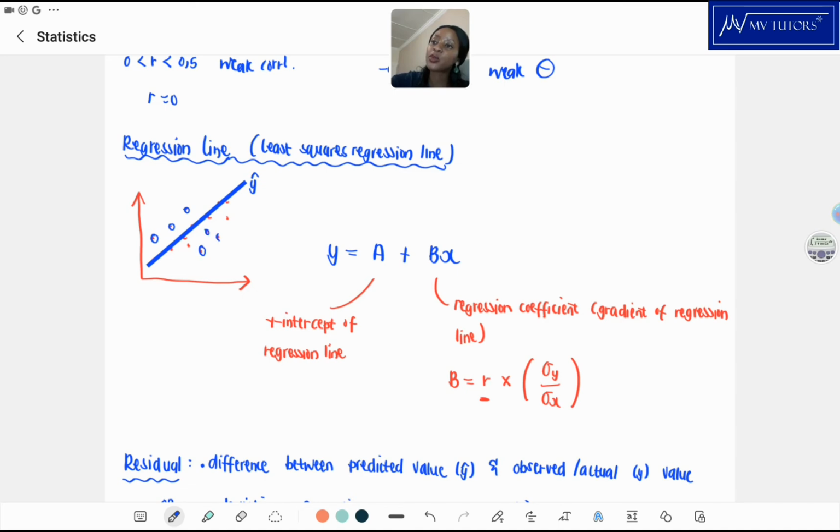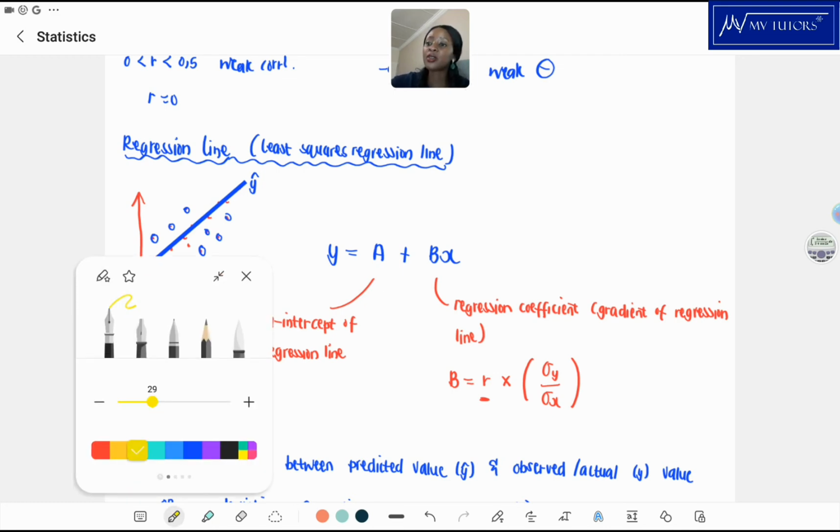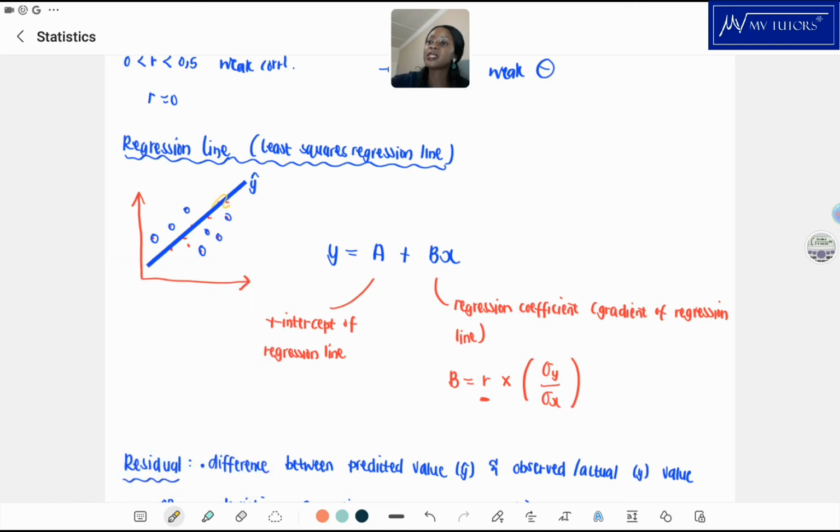Okay, so when we talk about the residual, we're basically talking about the difference between the predicted value as well as the observed value. So how would you then calculate it? Well, you would take the Y values only. We're not looking at the X values. So you would take the difference between your predicted as well as your observed, and that would be your residual. Okay.